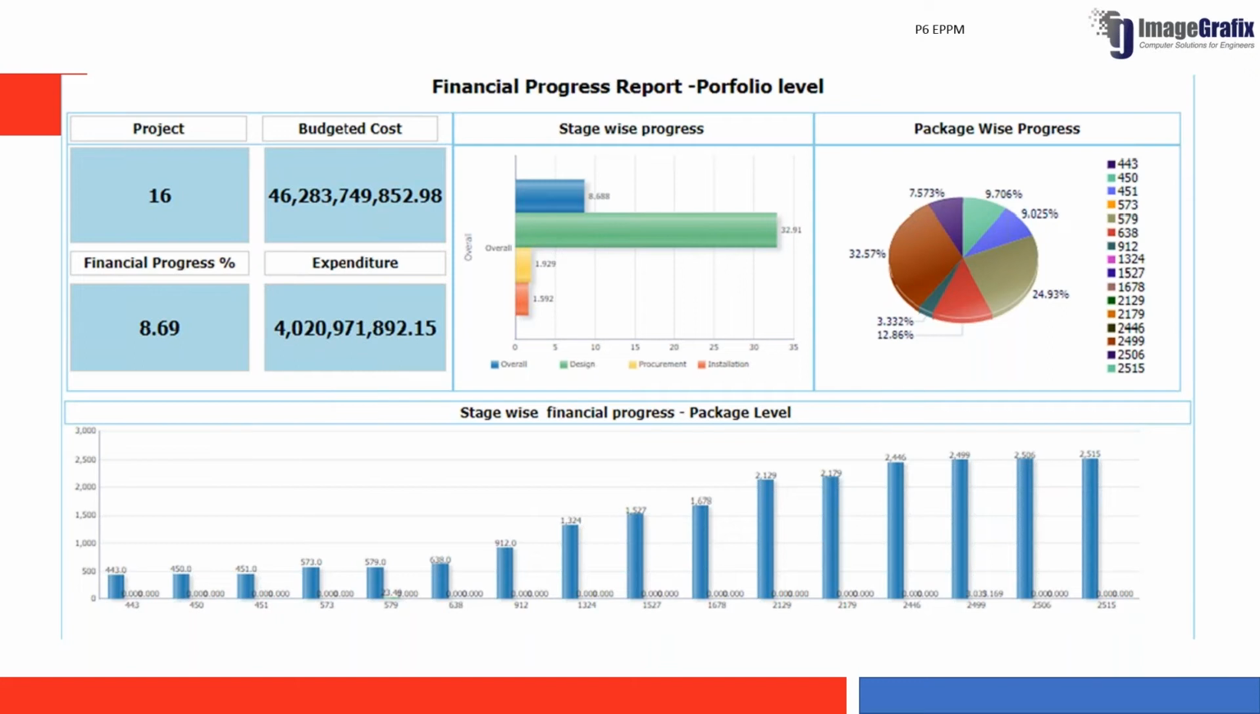Stage-wise progress, overall design, procurement, installation, how it is progressing, that is shown. And you can also have package wise progress. Each and every package, how much is the progress? I can also have stage wise financial progress at package level. What are the different packages? How much is the financial progress? I can see it in the graph.